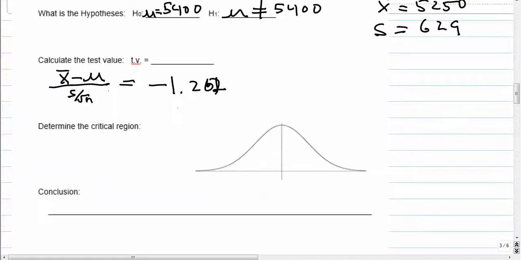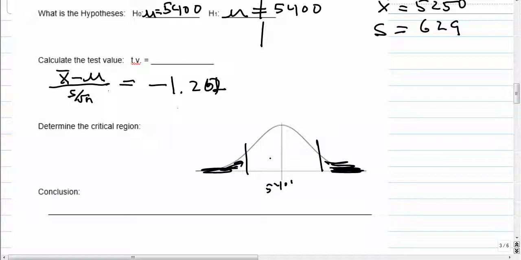The important thing here is knowing the critical region. Here you don't care if you're below or if you're higher. If you're far enough away from that mean, 5,400, then you're going to reject. So this is a two-tailed test. Not equal is a two-tailed test. So what is the test value?